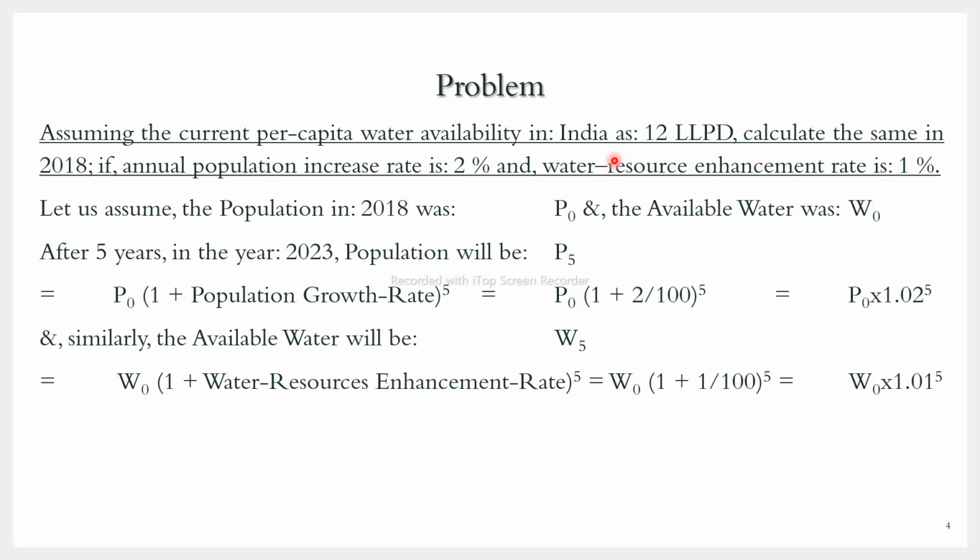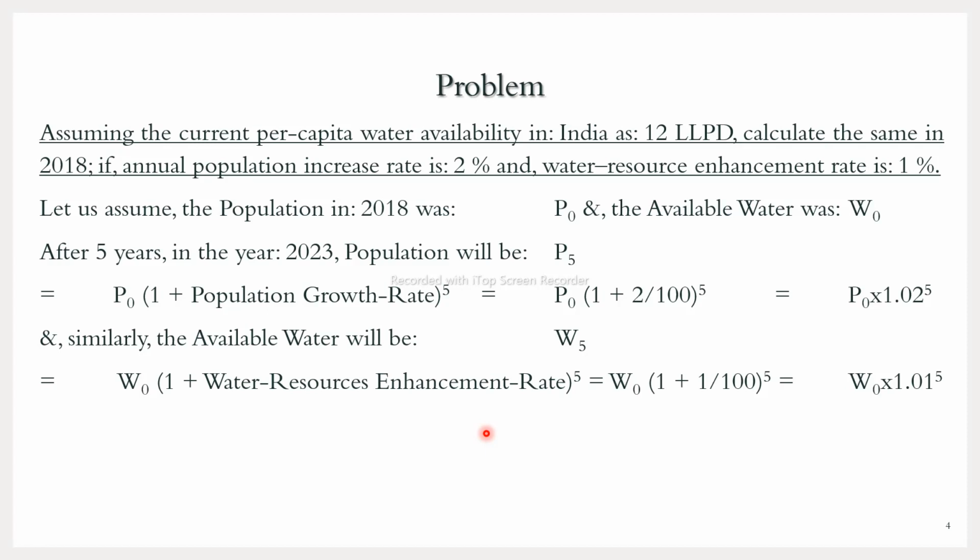If it is mentioned that it is a simple rate, then you can do it that way: W into 5 into the rate divided by 100. But if nothing is mentioned, by default you will assume everything as a compound rate. So it will be W0 into 1.01 to the power 5. Okay, fair enough.